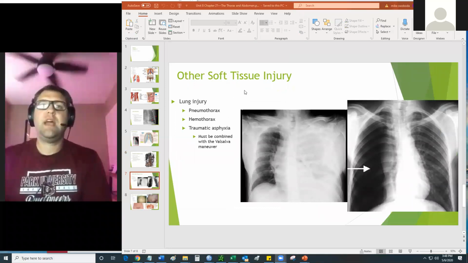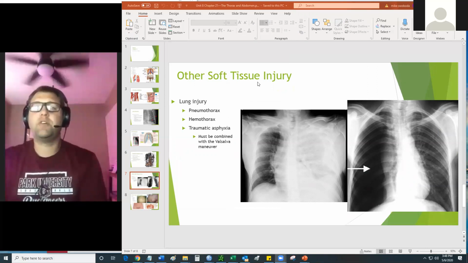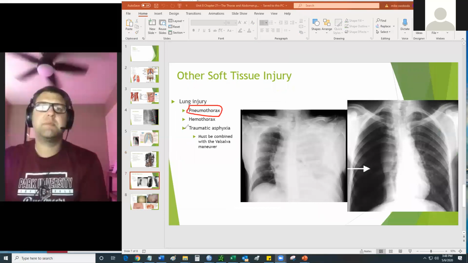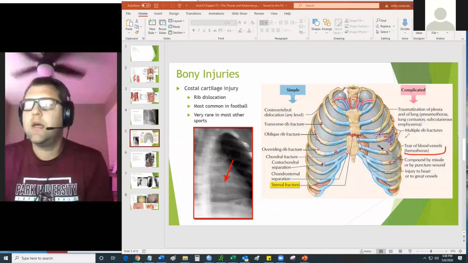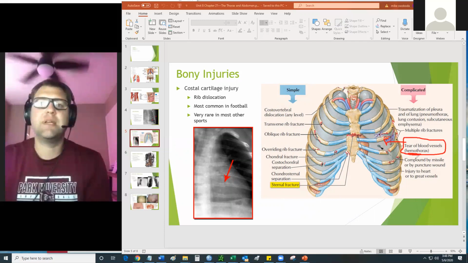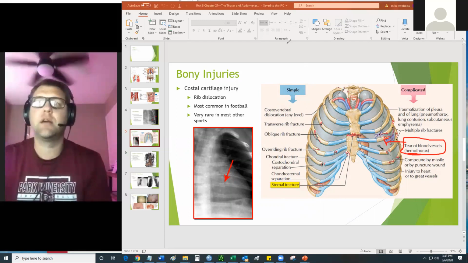Lung injuries, now these are going to be really less common in non-football sports. It's still good to know these though. If you have a pneumothorax, that means you have a collapsed lung. If you have a hemothorax, that means that you are going to actually have, and I'll show it here, this is where you have a blood vessel tear that's in or around the lungs. So hemothorax is going to be a tear in a blood vessel. Pneumothorax is going to be a collapsed lung or a tear in the lung.